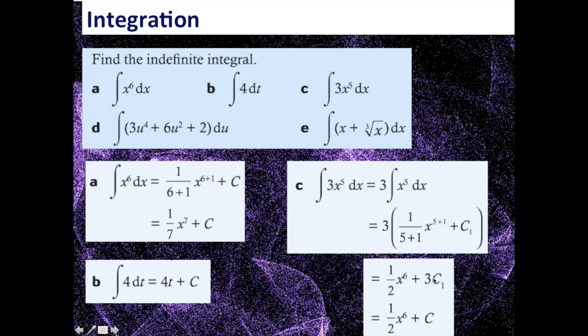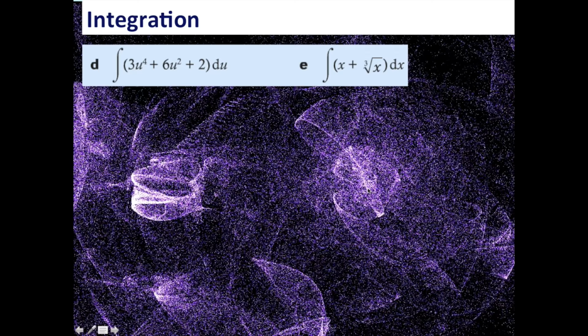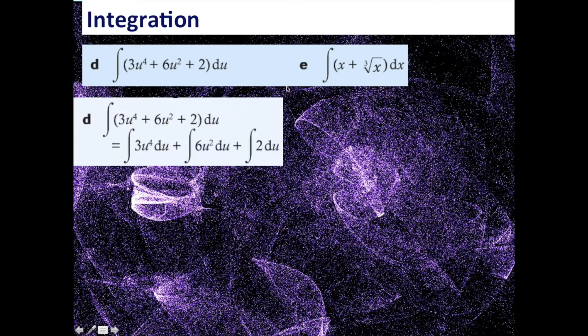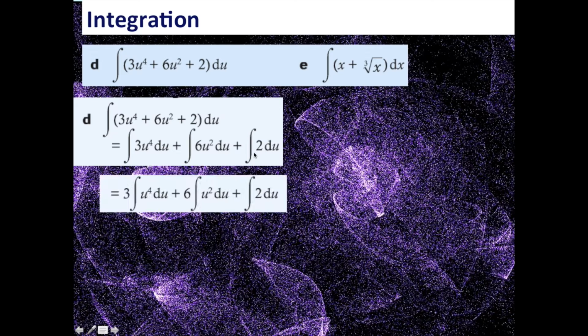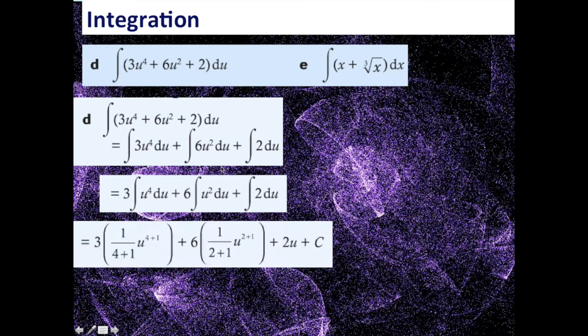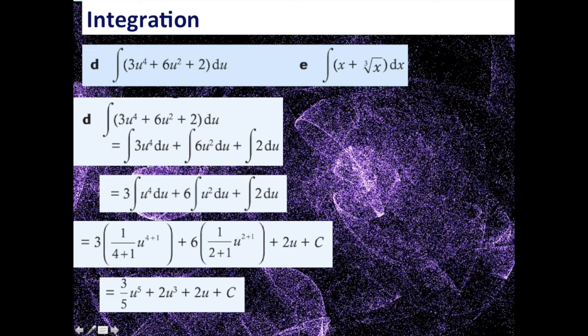because we do not know at this stage what the constant value is. For part D here, clearly this is going to be the addition rule. So remember, we can find the integral of each function separately and add them together. And you can see here that we can then further use the constant multiple rule to integrate these, and we're going to end up with 3/5 u to the power 5 plus 2u cubed plus 2u plus c.